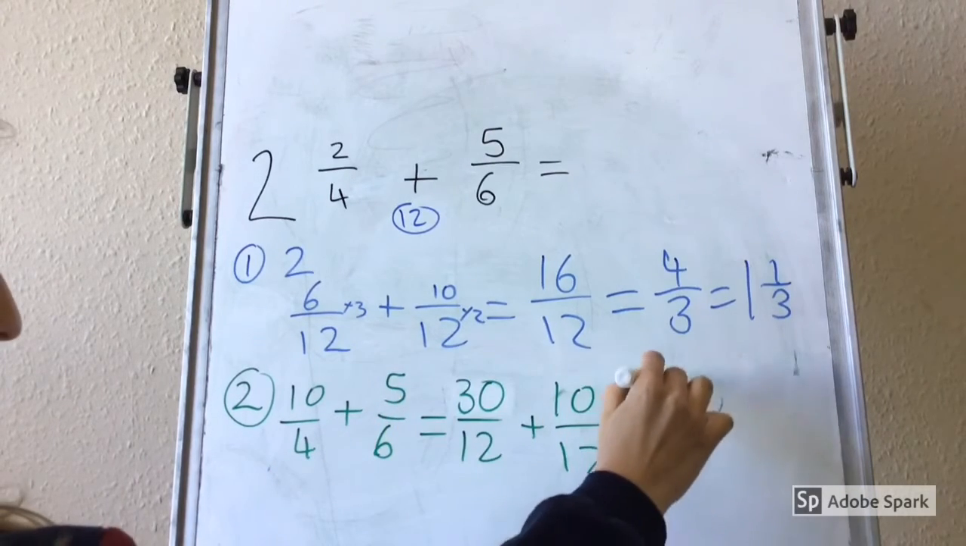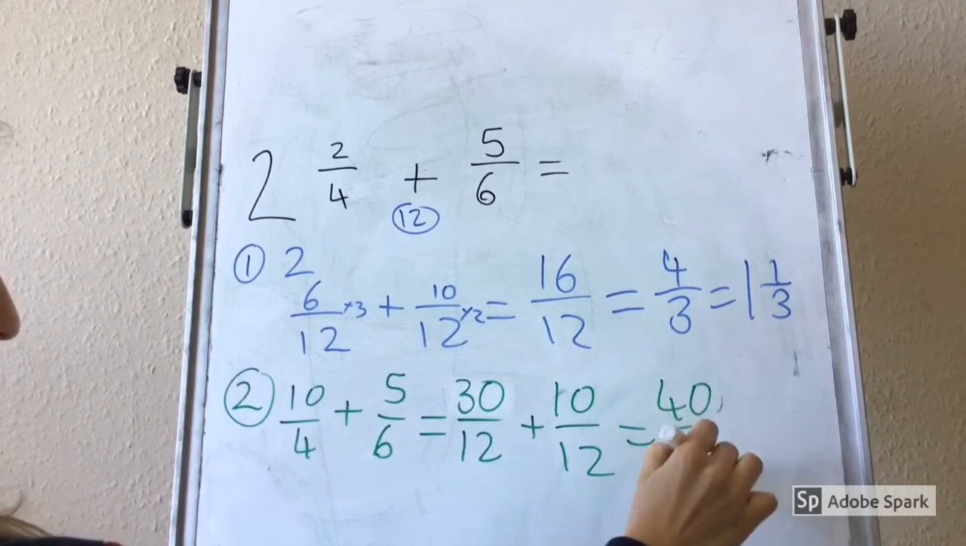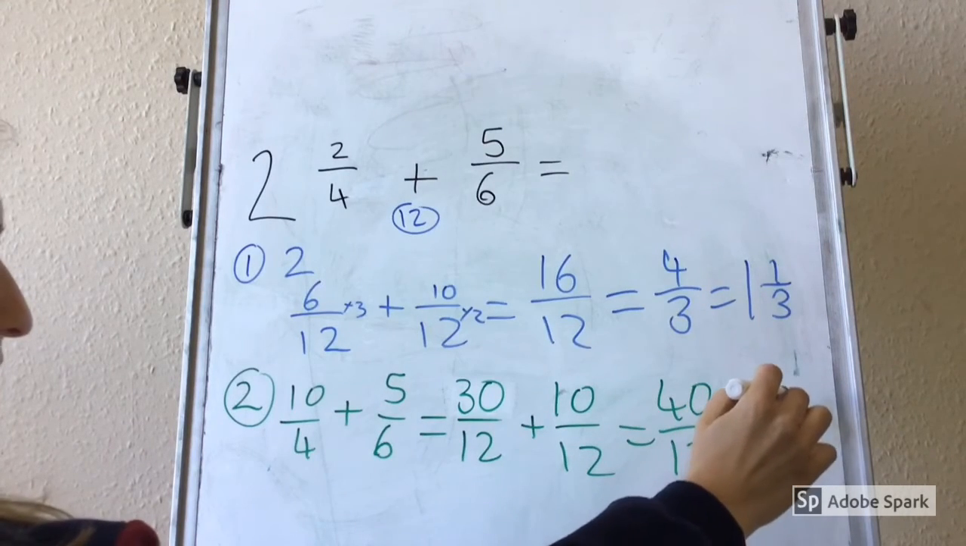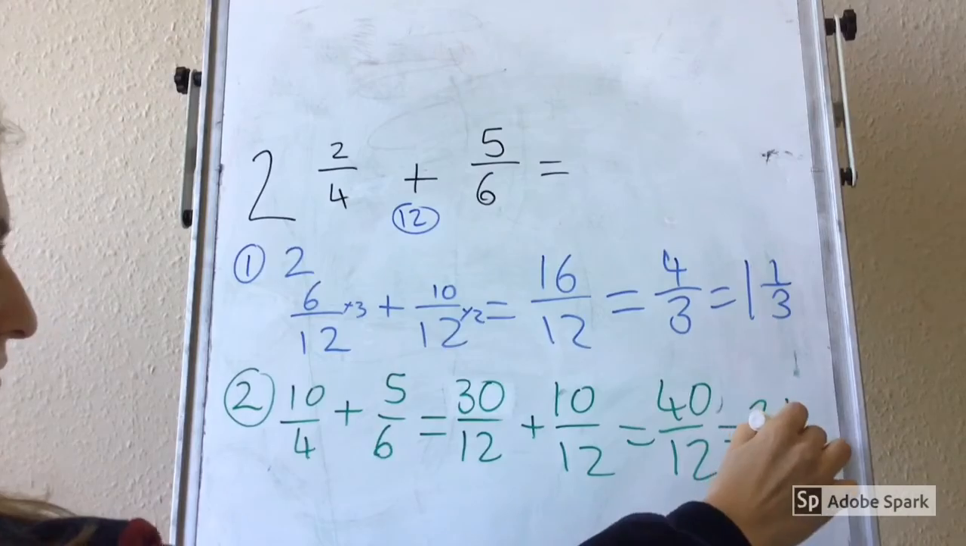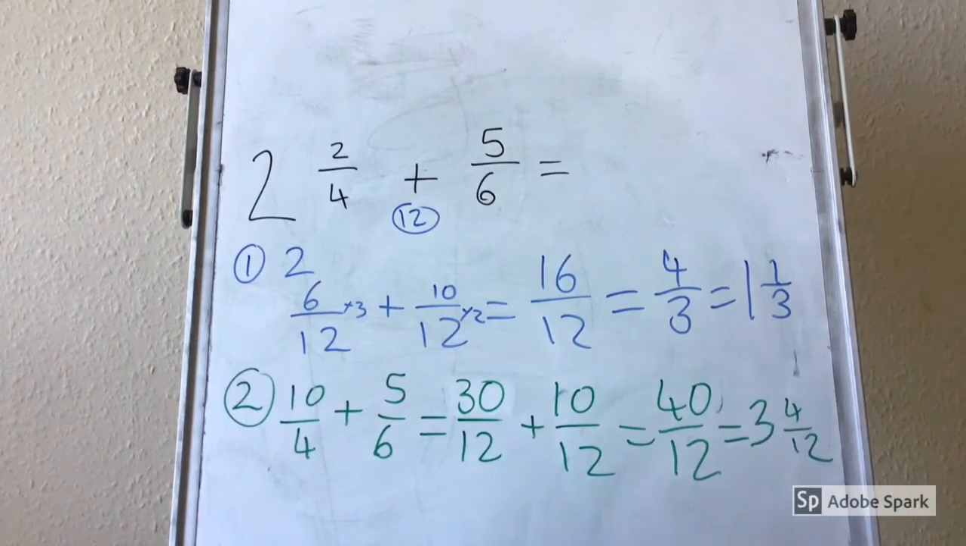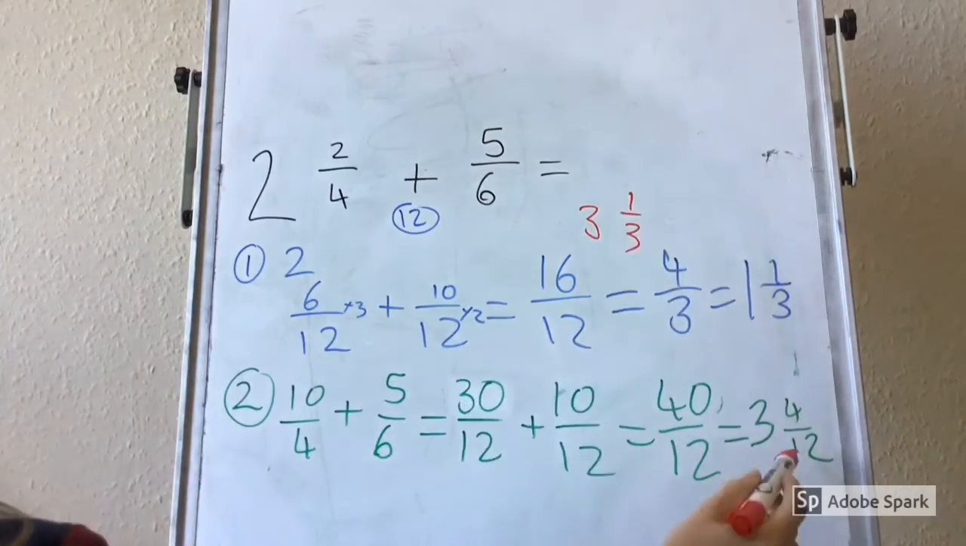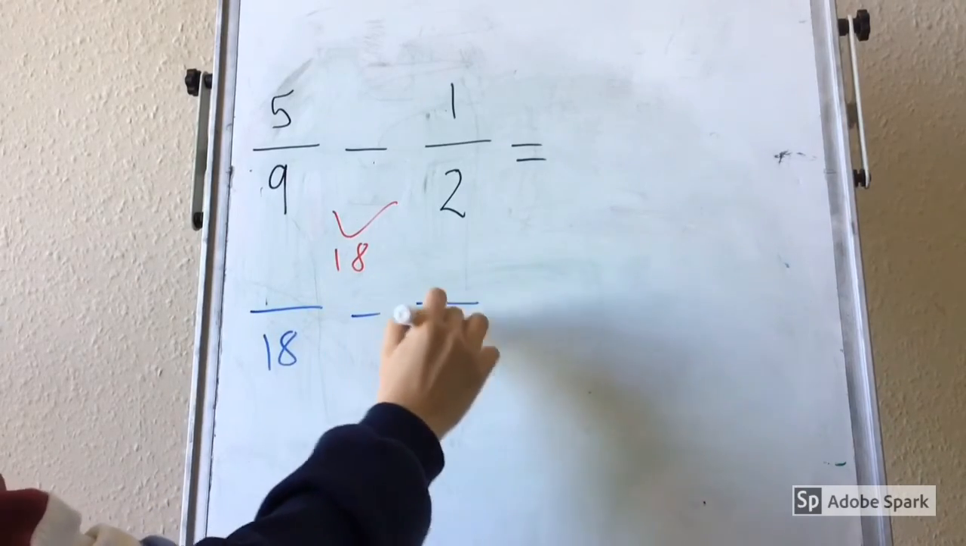So I've multiplied my numerators by the same thing I multiplied my denominators by, and overall I have 40 over 12. This can be simplified to 3 and 4/12, which is also equivalent to the same as answer 1, 3 and 1/3. So moving on to subtraction, we do exactly the same thing.